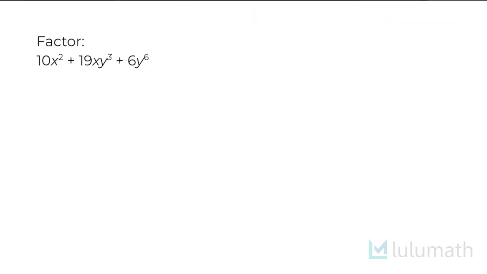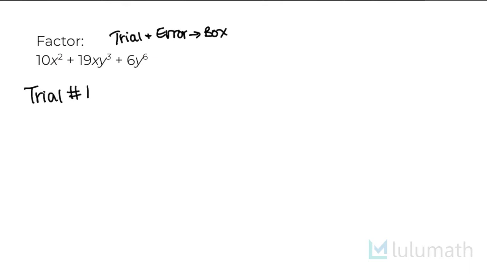Okay, so in our next example, where we're asked to factor 10x squared plus 19xy cubed plus 6y to the power of 6, I'm going to use trial and error for this method, but I'm going to use the box version or the geometric version of this method. So for trial number 1, we need to fill in all of the information that we know into our box.